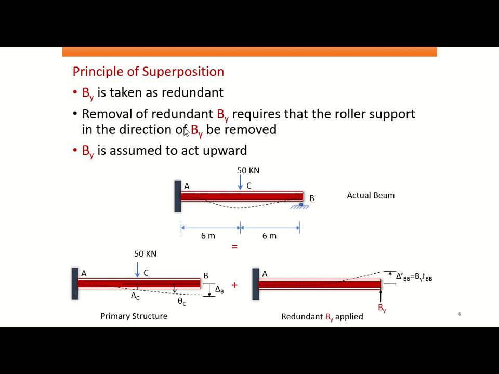After that we apply the principle of superposition by taking a redundant. Redundant means you can remove this support. Removal of the redundant By: at the roller support, By is removed, and the symbol shows it acting upward. So in a very simple way we have removed the roller support.